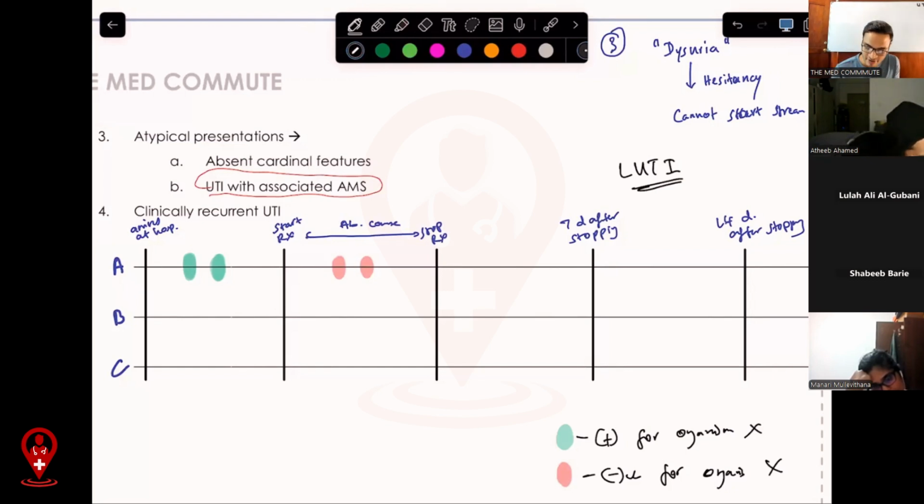Within the first week, you tell the patient, just before the 7th day, come for another culture. Within the first week, when the patient comes for another culture, what are we going to see? We are seeing this green again. What is this? Positive for that same organism X.